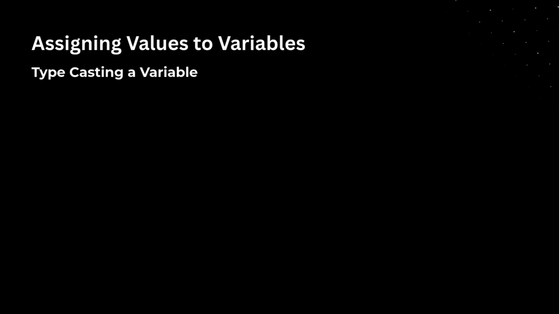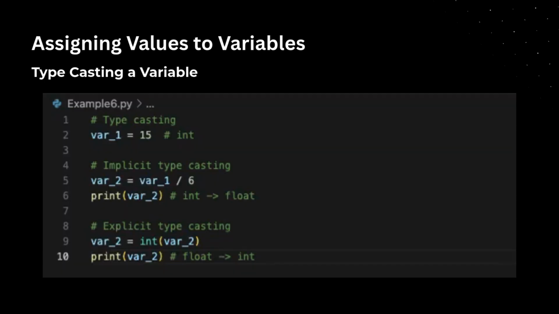For explicit conversions, Python offers built-in functions like int, float, and string. Let's see an example. Typecasting: var_1 = 15. This is int. Implicit typecast: var_2 = var_1 / 6. Print var_2. This is int to float. Explicit typecasting: var_2 = int(var_2).